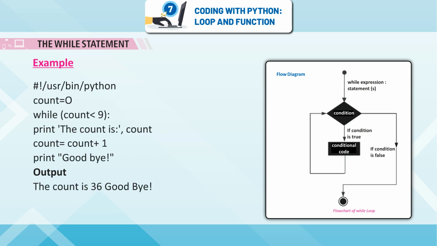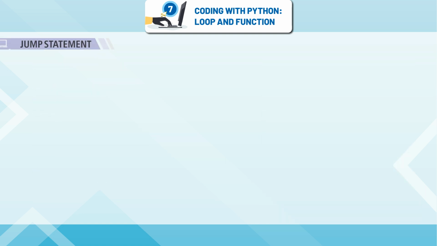Example: #!/usr/bin/python, count = 0. while count < 9: print 'The count is:', count; count = count + 1. print "Goodbye". Output: The count is: 0 ... The count is: 8. Goodbye.